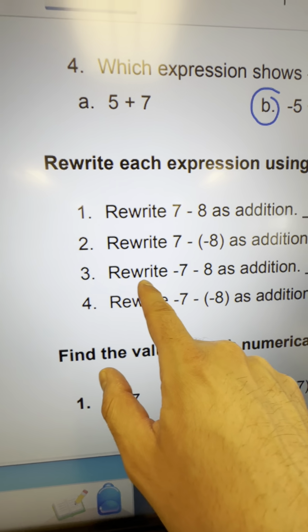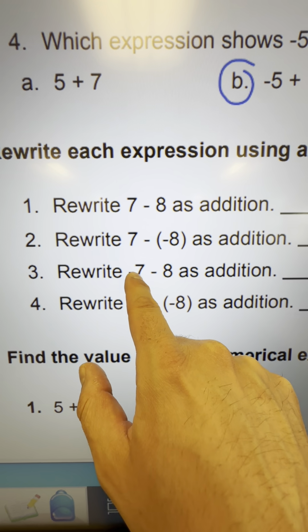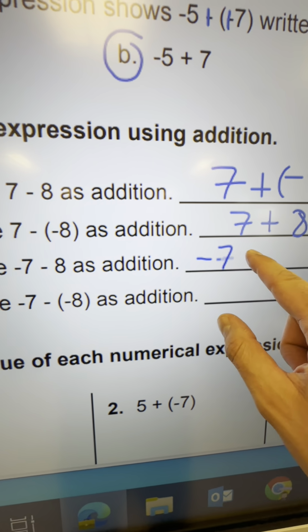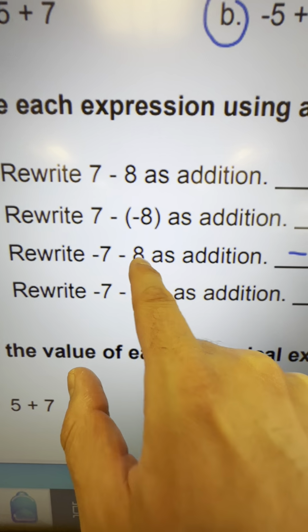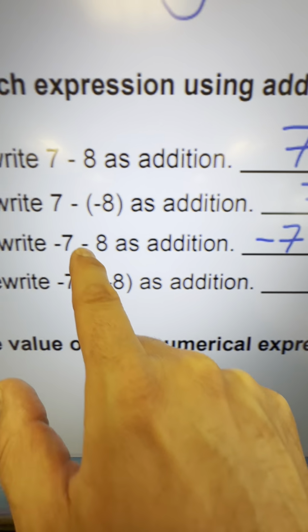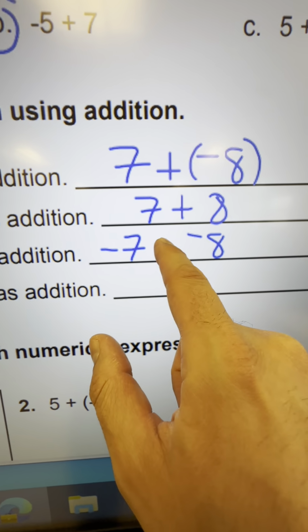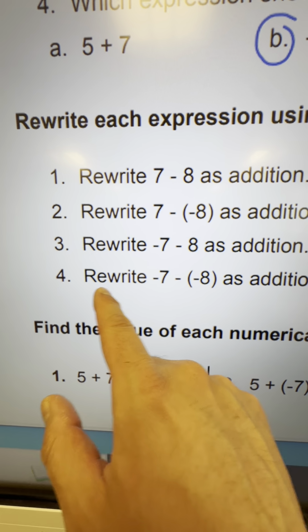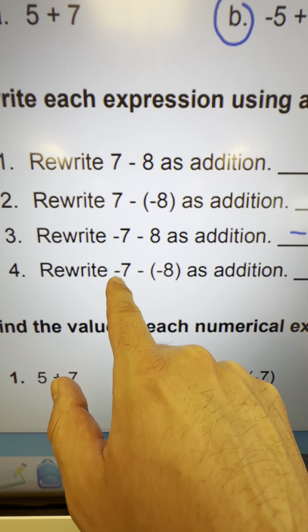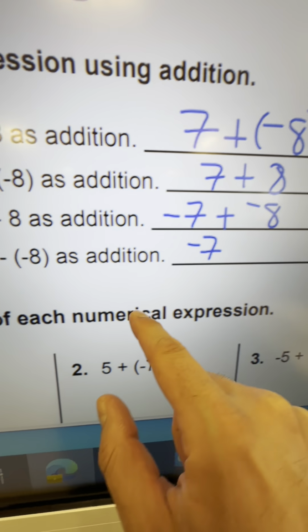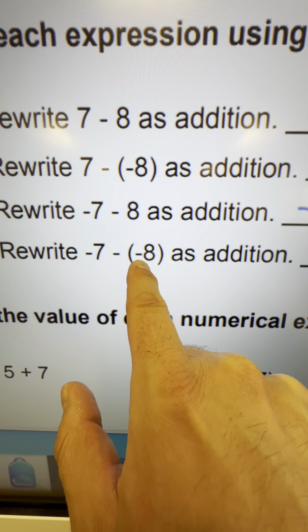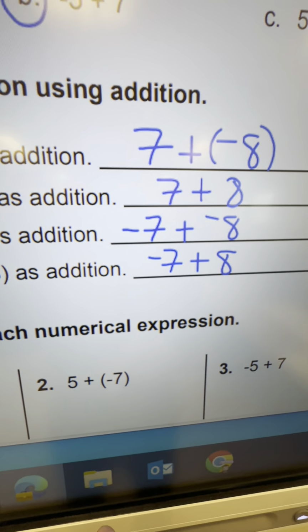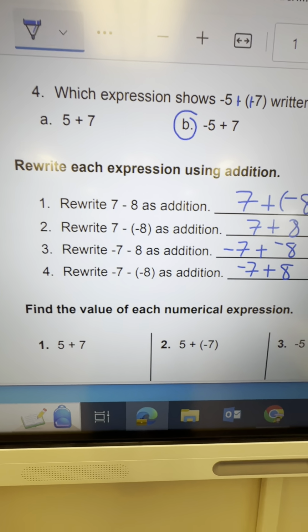All right, third example as addition. So I keep the first one, change this to addition, and then the opposite of that 8 is negative 8. So negative 7 minus 8 is the same as negative 7 plus negative 8. Then example 4, rewrite this as addition. So I'll keep the first one, negative 7, change this to addition, and then change that to the opposite, positive 8. And there we have our 4 examples right there.